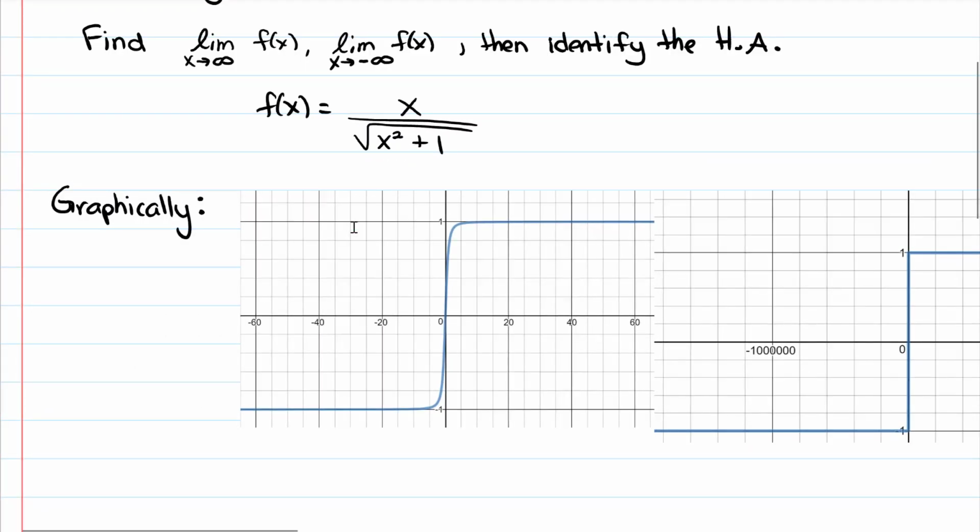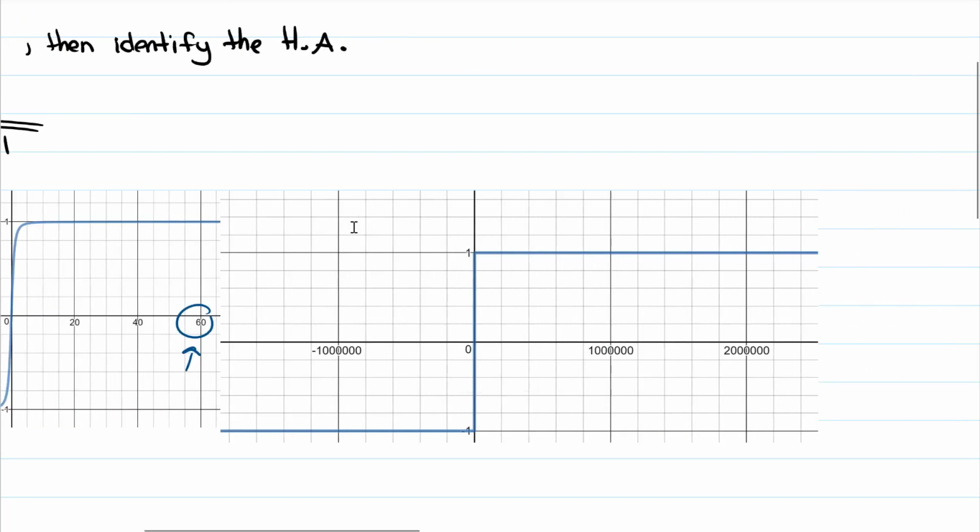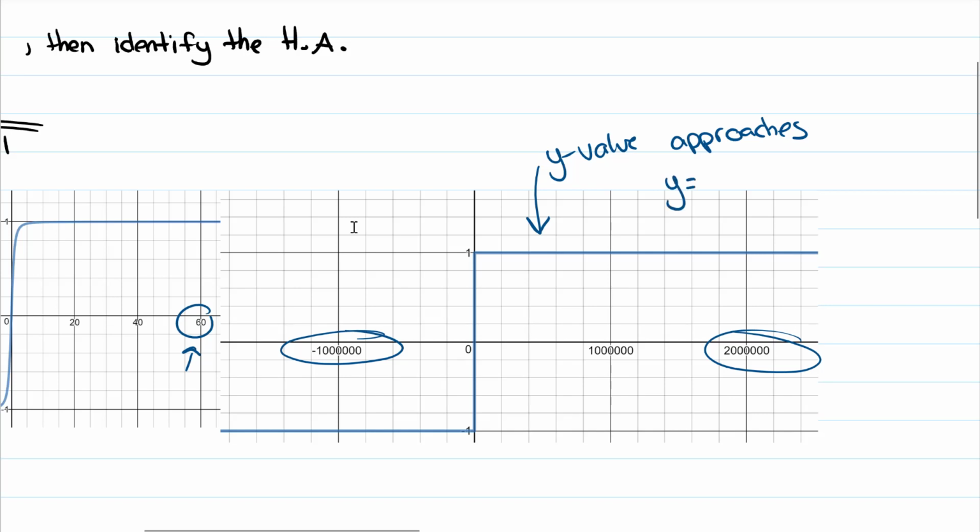Now I recommend you draw this in your notes. So this is the zoomed in version. And we'll notice that these x values are negative 60 and 60. So notice those aren't too large. And now let's look at the zoomed out version, and you're going to want to have this drawn as well. You'll notice these x values are incredibly large. And so as you zoom out, you'll notice that the y value approaches y equals negative 1 and y equals 1. So that's going to give you the horizontal asymptotes.